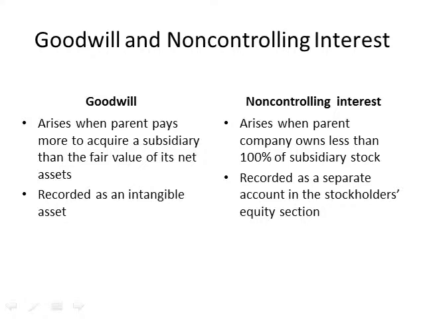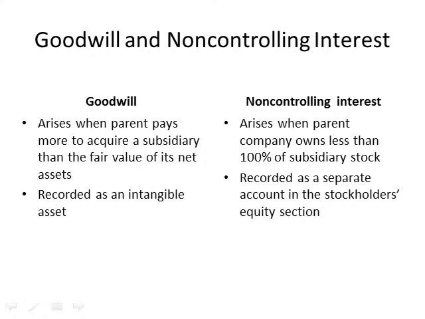Goodwill and non-controlling or minority interest are two accounts that only a consolidated entity can have. Goodwill is the intangible asset that represents the parent company's excess payment over and above the fair market value of the assets to acquire the subsidiary. You'll recall we talked about goodwill as an intangible asset in Chapter 7.